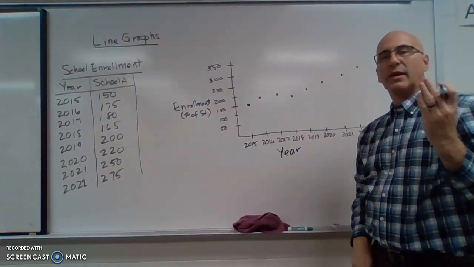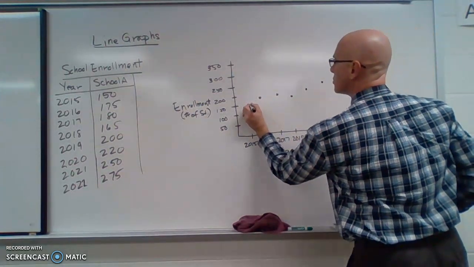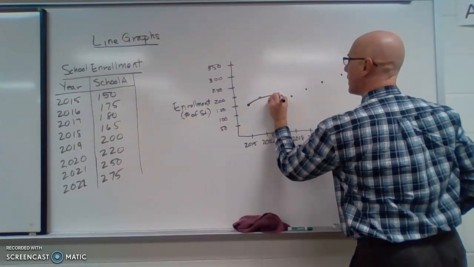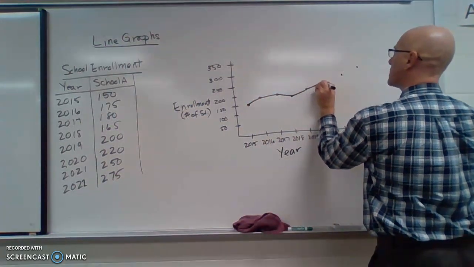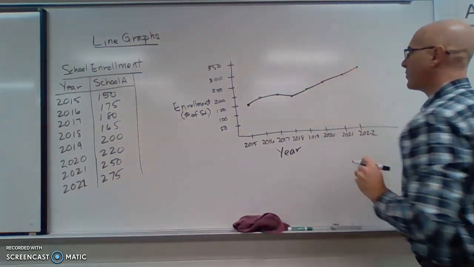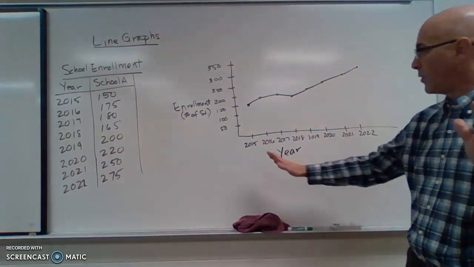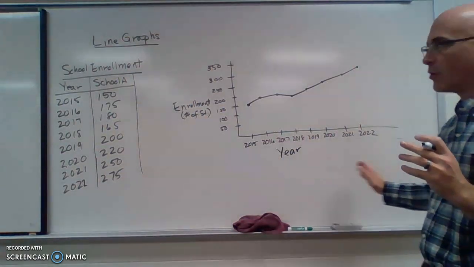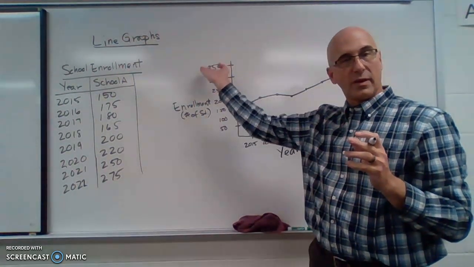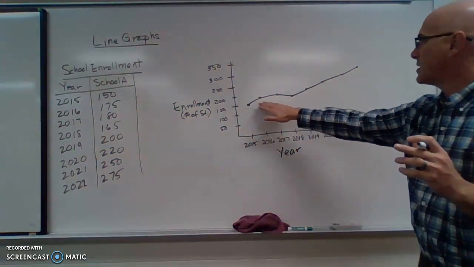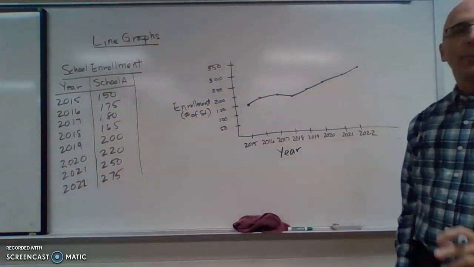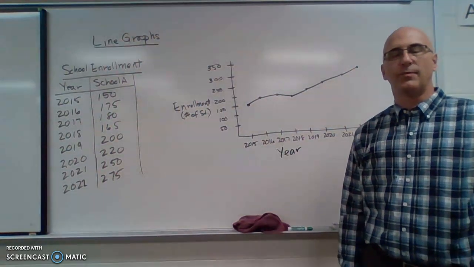Okay, now that I have my series of dots, I am going to connect all my dots with line segments. So we can see just by glancing, and if we know that these are the years moving forward, and this is the enrollment, the number of students, we can see what is happening to our school population.